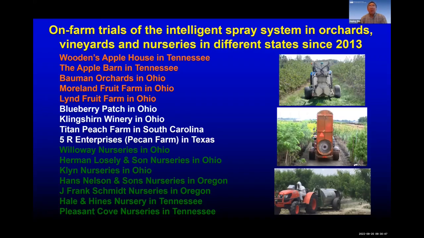2013. For any new technology to apply pesticides, the reliability of the system is very important to growers, because these specialty crops can be worth $100,000 to $300,000 per acre. So if the technology is not reliable, growers can easily lose these crops. So we started the trials in 2013.